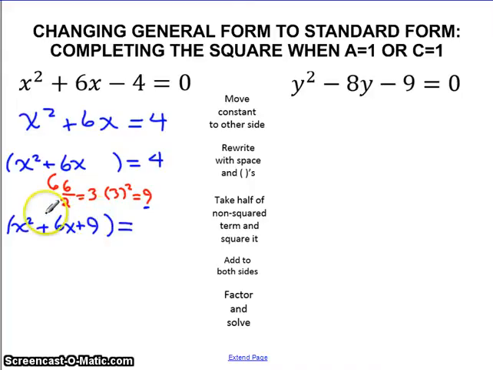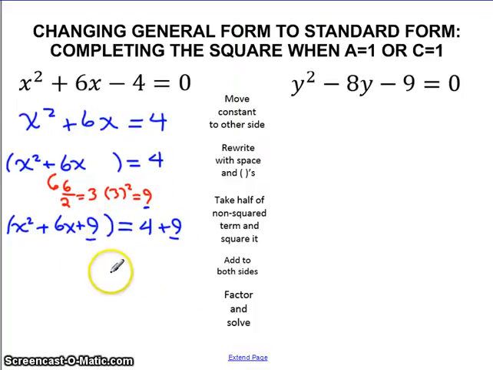Now, as you know, if we do something to one side of an equation, we have to do the exact same thing to the other side. So I'm going to have to add that 9 over here. And I'll underline both of these 9s just to emphasize that they're the same 9 as this. All three of these are the same 9.